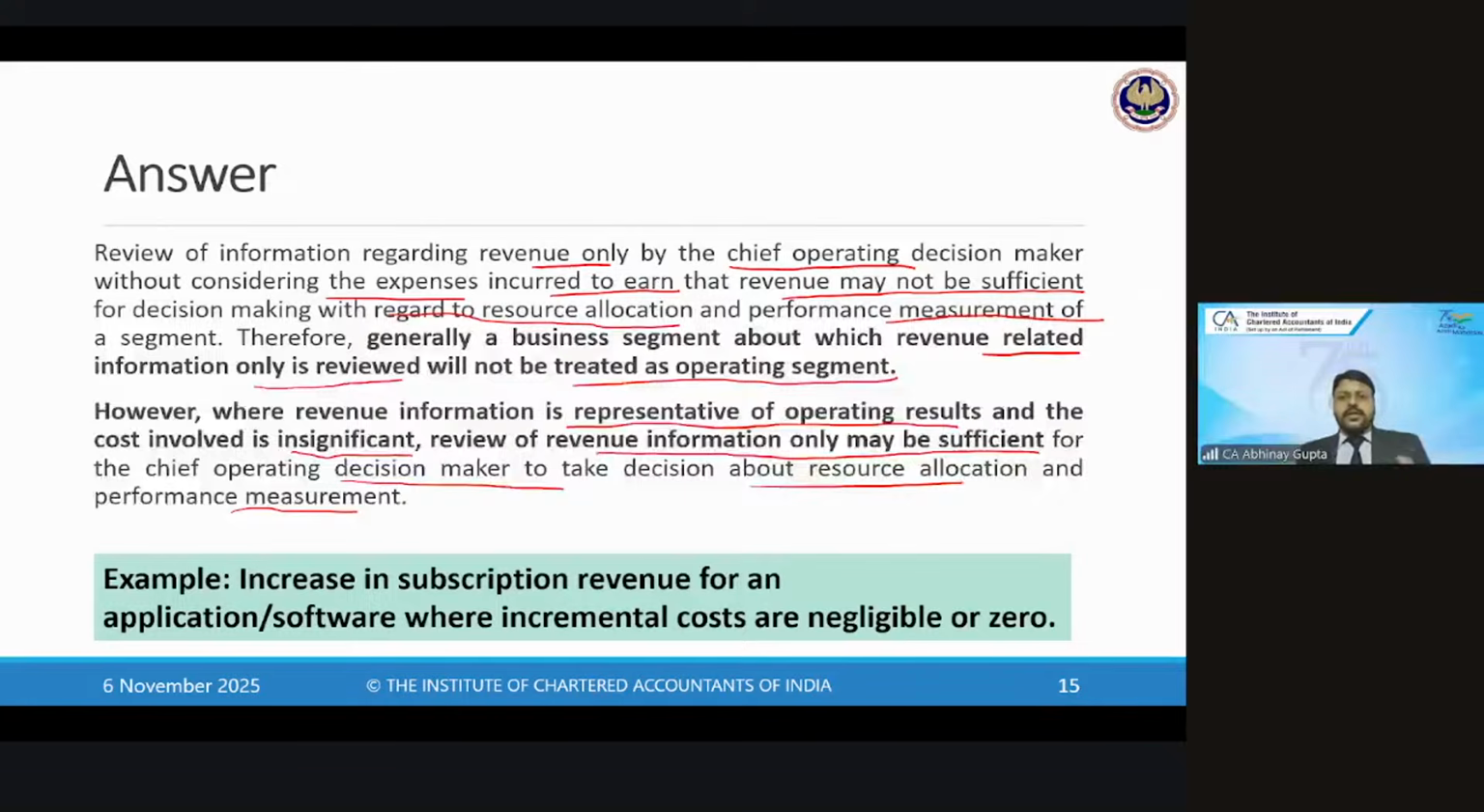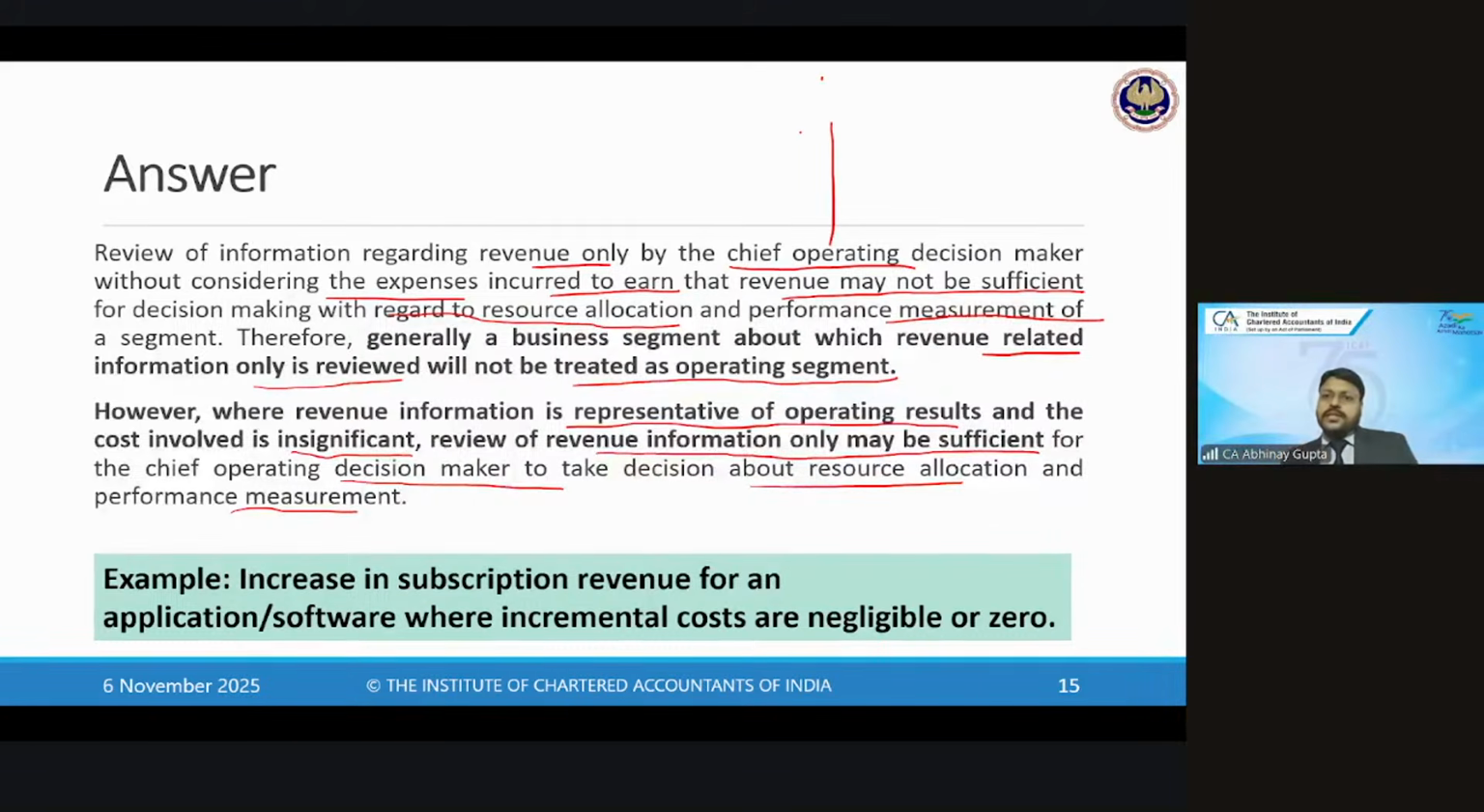And hence, ideally, unless and until the expense information is available and the profit and loss figure can be derived, it is not sufficient to say that a revenue-only review will qualify for the operating segment. But then again, the standard also says if the expenses are insignificant and the pure focus is on revenue, then it would be sufficient.